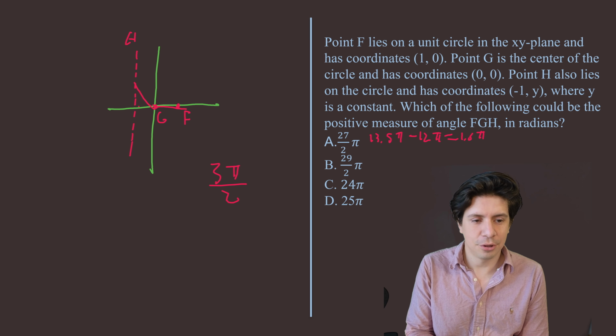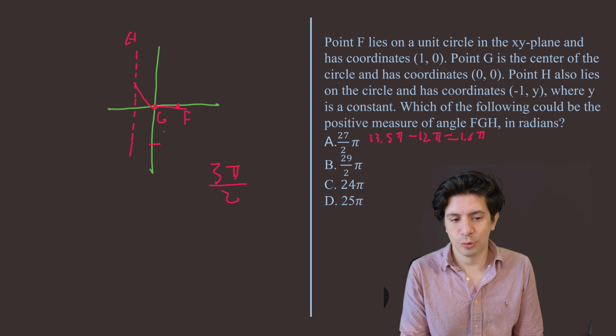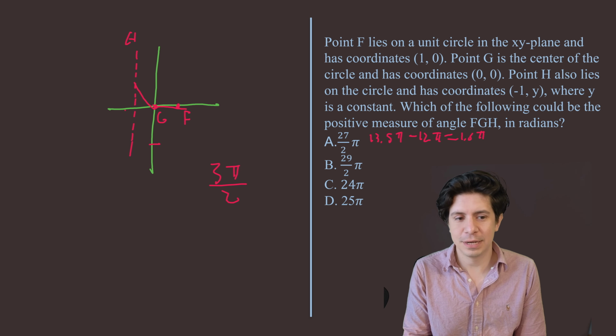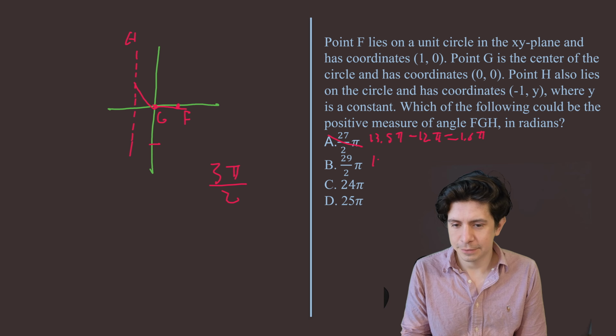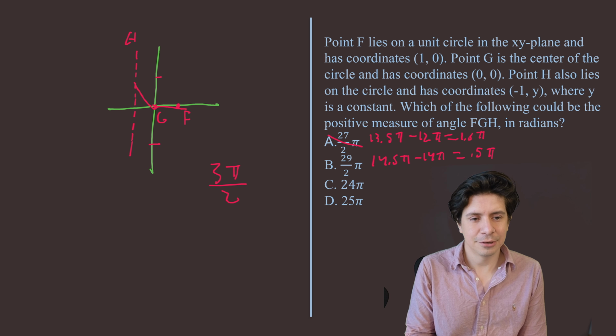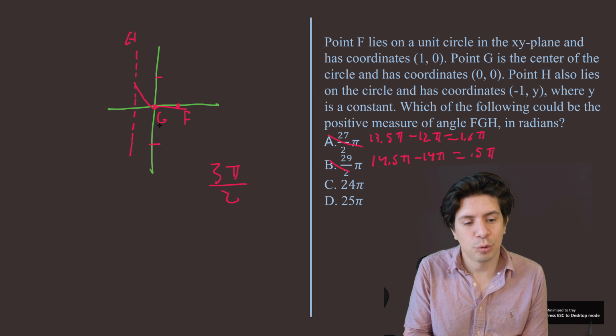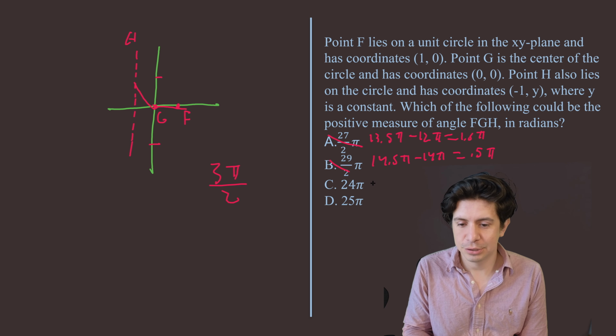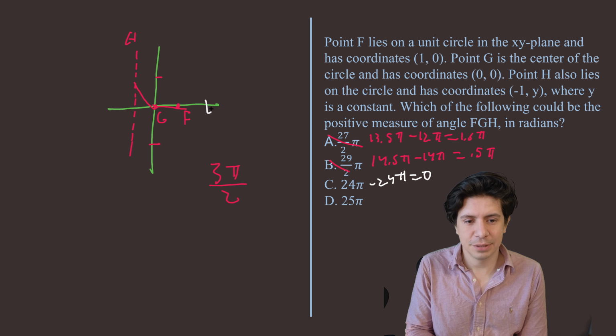3 pi over 2 takes us all the way around over here, which doesn't work because that is not going to be possible for a negative 1 coordinate. The x value is 0, so it's not A. 29 pi over 2 is 14.5 pi minus 14 pi. We're taking away 2 pi multiples, so that leaves us with 0.5 pi. That is here. Again, x is 0, not going to work. Then we have 24 pi. That minus 24 pi is going to be 0, so that just ends up here, so that's not going to work.